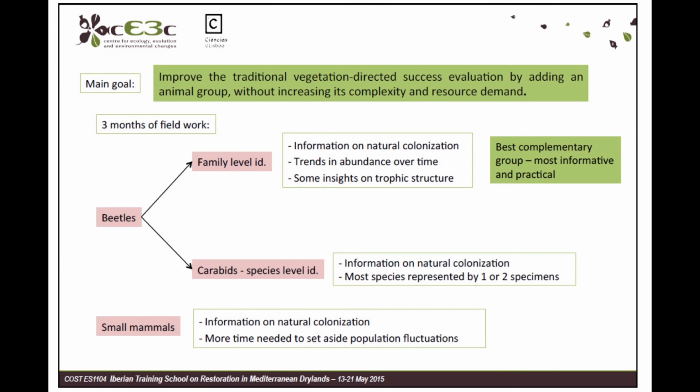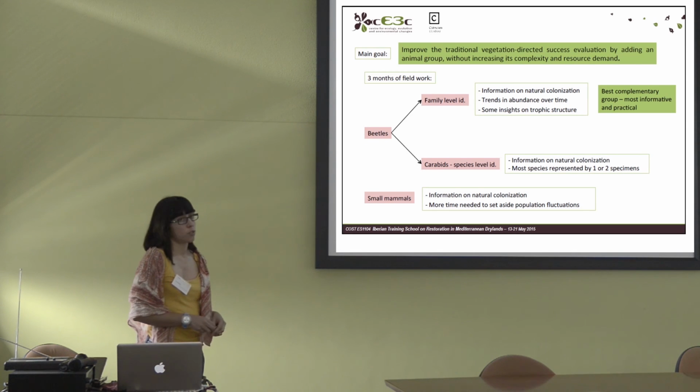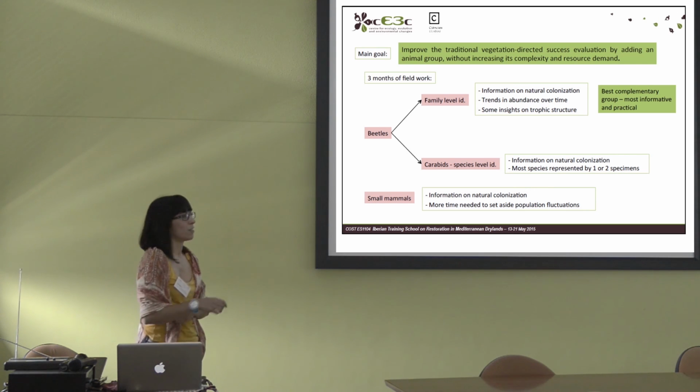But when we saw just the Carabidae to species level, we have information on natural colonization, but most species are only represented by 1 or 2 individuals. Small mammals can give information on natural colonization, but we need more time to set aside population fluctuations. So we think that beetles identified to family level was the best complementary group. It was the most informative and practical, and it's not so difficult to do.